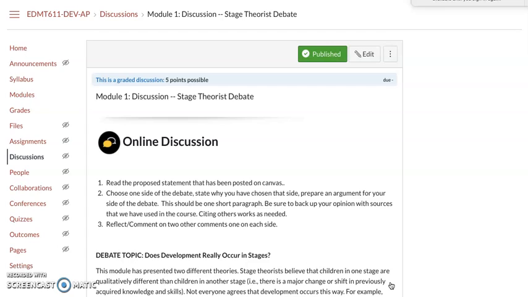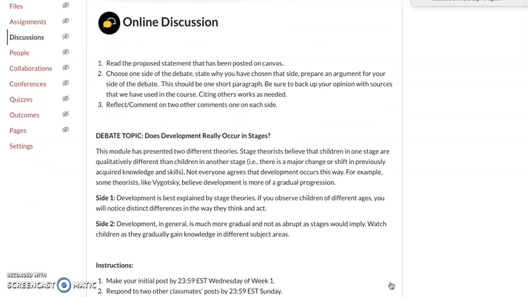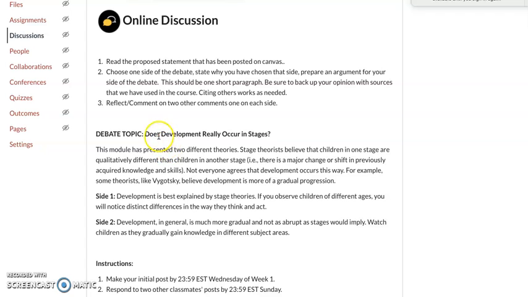And so that's what this is going to allow us to do, is really test our knowledge and our understanding of what we understand about a certain topic. Specifically this week is, does development really occur in stages? And then also see what other people are thinking.